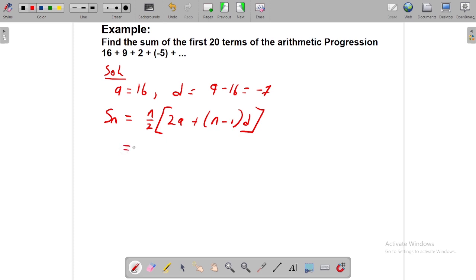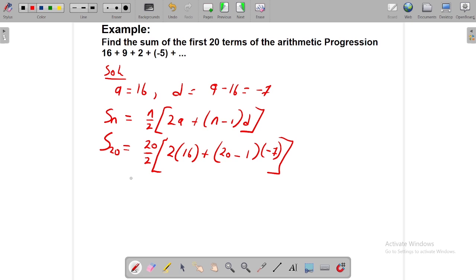Now let's solve. Remember they said find the sum of the first 20, which means this is going to be the sum of the first 20. That's what we are talking about, 20. You see where I put it? This is now going to be 20 over 2, square bracket open, 2 bracket, first term is 16, very important, plus bracket open, that 20 comes in because that's the term we're talking about, minus 1, then common difference we know is minus 7. Okay, the square bracket closes again.